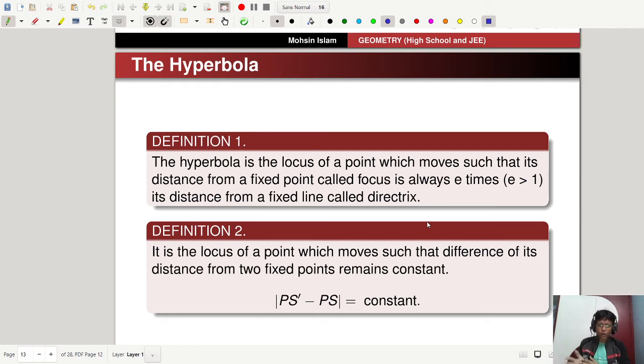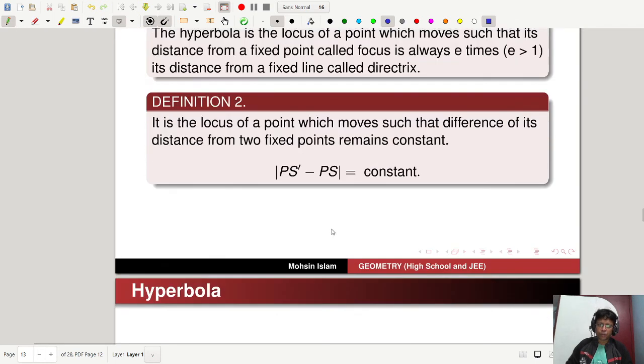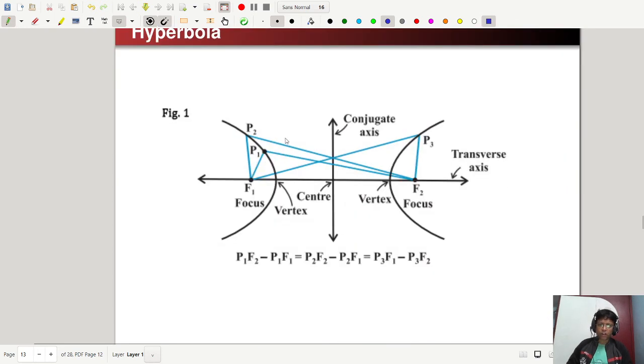And definition 2: it is the locus of a point which moves such that the difference of its distances from two fixed points remains constant. That is, PS' minus PS is constant. That is the definition of hyperbola. There are two definitions. You can take help of that, and you can have a look at the hyperbola.